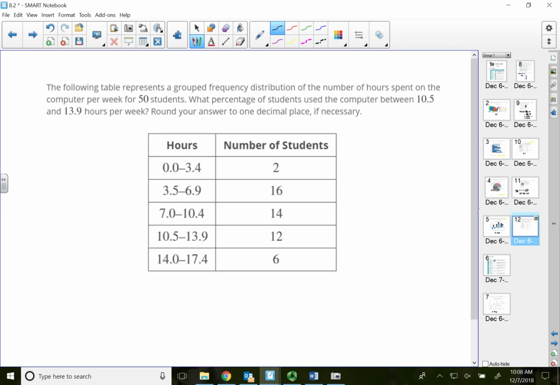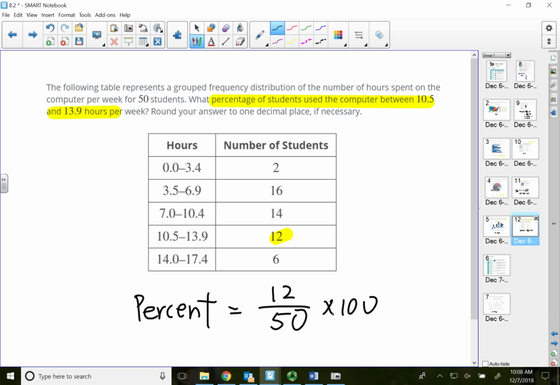Let's do this very last one. Again, percentage. This time I have 50 students. What percentage of students use the computer between 10.5 and 13.9? So 10.5 to 13.9 is 12 students. Percent is part over the whole, so that will be 12 students out of 50, because right here it tells me it's 50, times 100. Round your answer to one decimal place. So 12 out of 50 in your calculator will be 0.24 times 100. That will be exactly 24%.